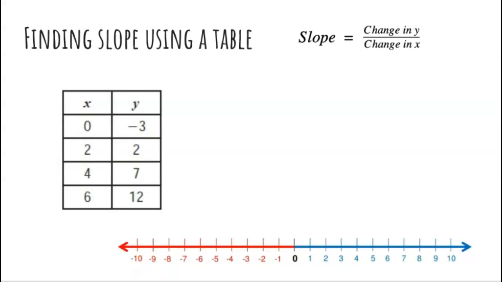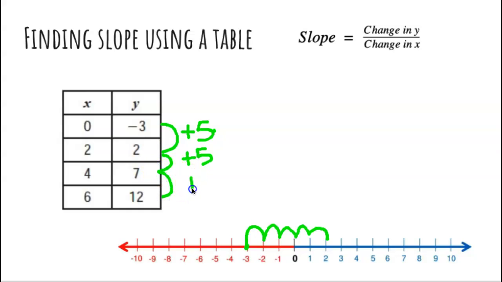Okay, let's do one last example together. So I have -3 to 2. How do I get from -3 to 2? I'm going to do that one on my number line. So -3, and I'm going to go to +2. 1, 2, 3, 4, 5. And I went to the right, so that's +5. How do I get from 2 to 7? +5. And 7 to 12. +5.